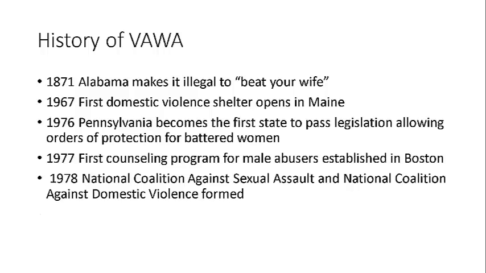So now, the history of the Violence Against Women's Act dates way back to 1871. Alabama made it illegal to, quote, beat your wife. And that was pretty basic, but they were the first ones to put in some type of protection in a violent situation for a family. In 1967, the first domestic violence shelter opened up in Maine. And in 1976, Pennsylvania became the first state to pass any legislation allowing orders of protection for battered women.